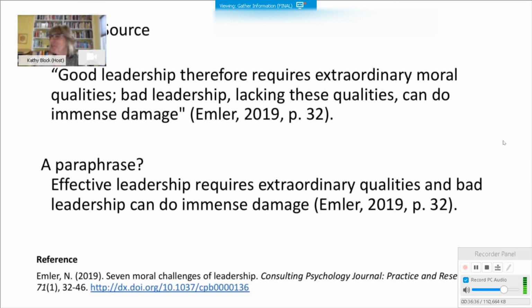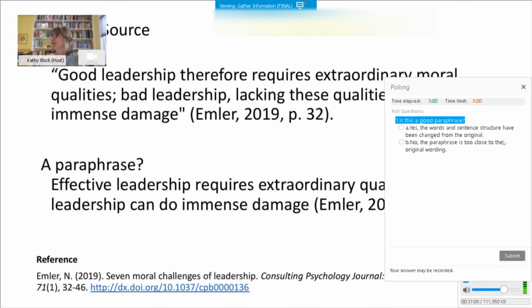So first of all, here's the quote. Good leadership, therefore, requires extraordinary moral qualities. Bad leadership, lacking these qualities, can do immense damage. So that's the way Emler expressed this idea about good leadership and bad leadership. Now let's look at a paraphrase. Effective leadership requires extraordinary qualities, and bad leadership can do immense damage. Is this an effective paraphrase? Yes or no?